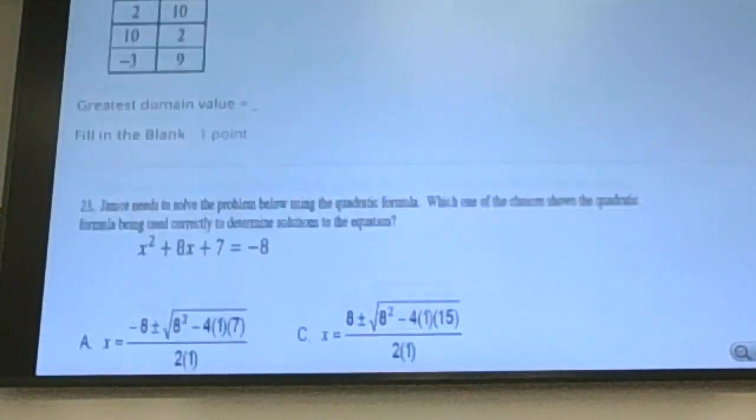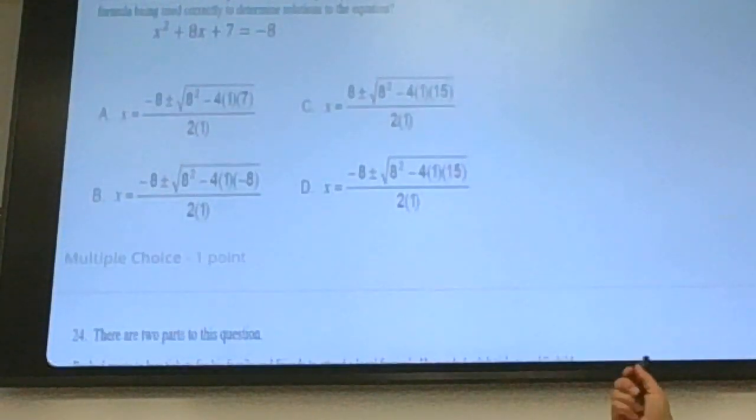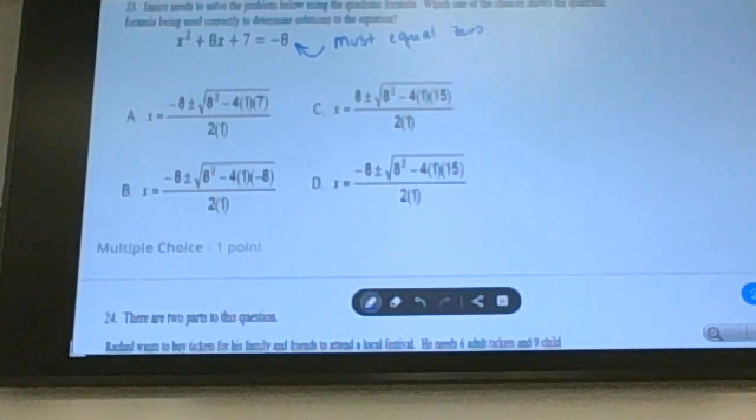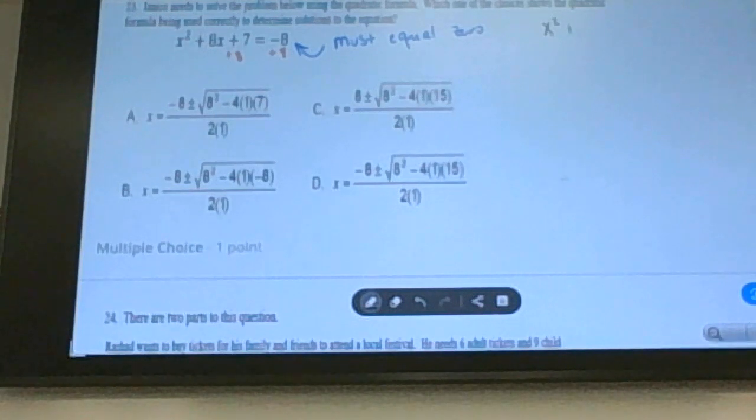23, yeah, quadratic formula. You guys recognize that this was the quadratic formula, right? So the thing is that it must equal 0. Before you start the formula, you have to be equal to 0. So I would have added 8 to both sides to start. And this is x squared plus 8x plus 15 equals 0. So a is 1, b is 8, and c is 15.